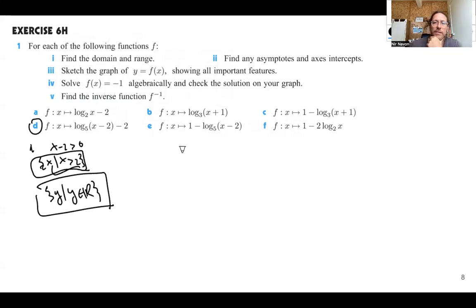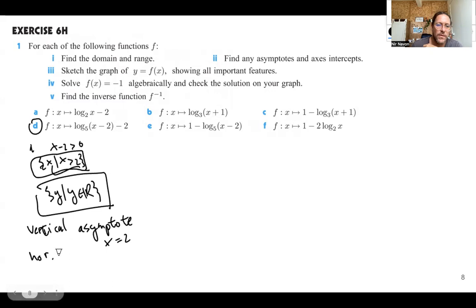Okay, find the asymptotes and x-intercepts. So in this case, the vertical asymptote would be x equals 2. And in the horizontal, there is no asymptote in this case. Horizontal asymptote, none.